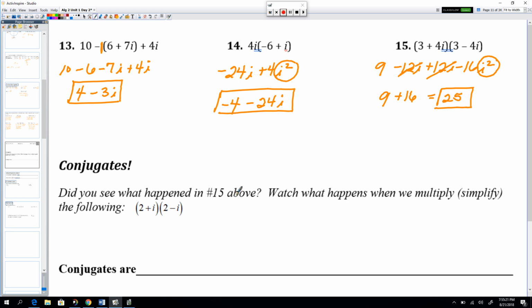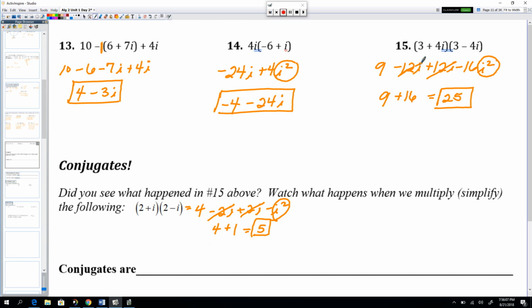So did you see what happened in number 15 above? When we multiply or simplify, here's another version, 2 plus i times 2 minus i, just like we just did 3 plus 4i times 3 minus 4i. Watch what happens again. We'll do first times first, outer times outer, inner times inner, and last times last. And once again, these imaginary components cancel one another out. This gets replaced with -1, so we have a -1, or a +1, and it comes down to a nice, pretty, real number.